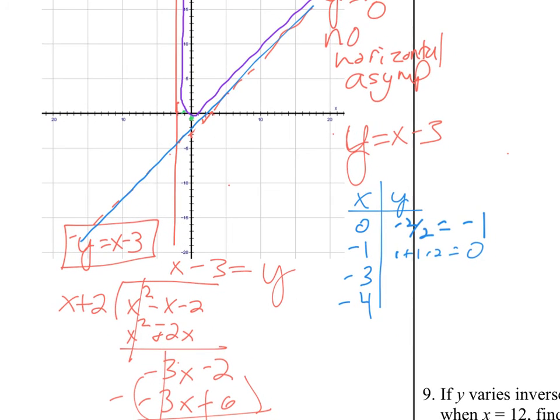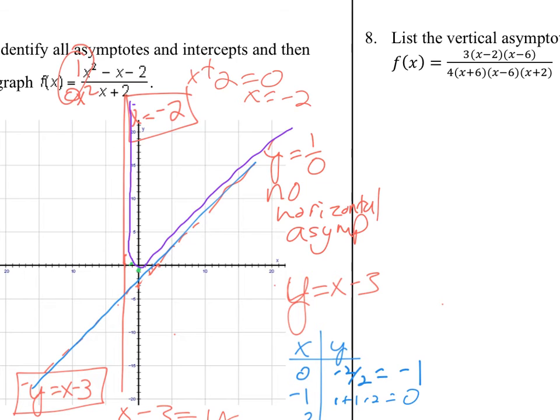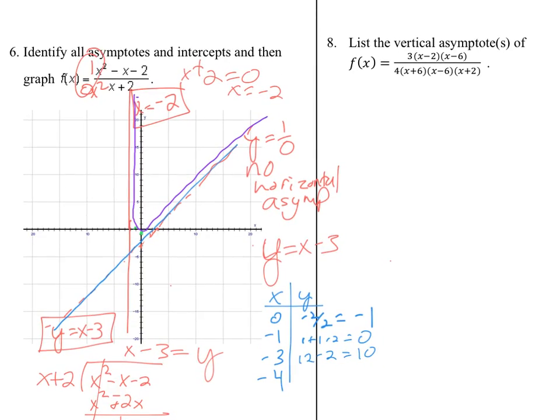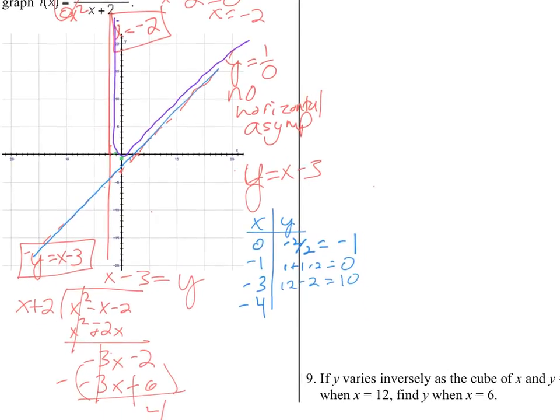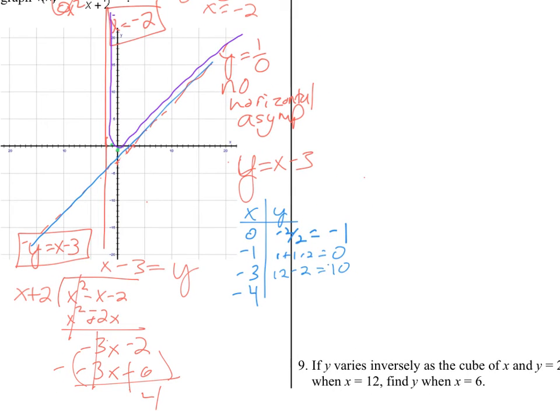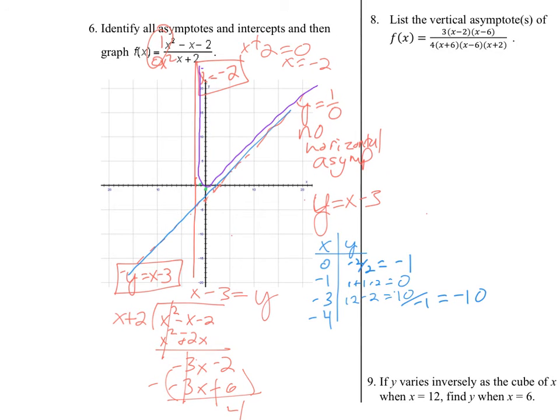Okay, now let's look at the other side. -3. 3 squared is 9. Minus a -3 is +3. 9 plus 3 is 12. -2 gives me 10. But I have to look at the denominator, x plus 2. So if x is -3, plus 2 is -1, that's merely going to make this -10. Wow, okay, so -3 gives me -10, right here next to that.